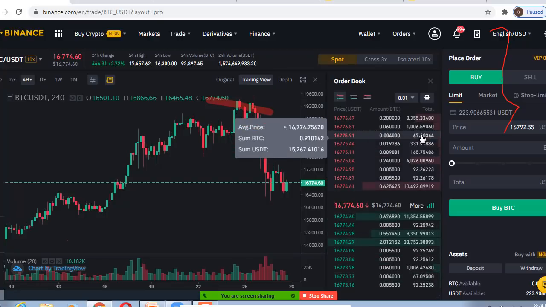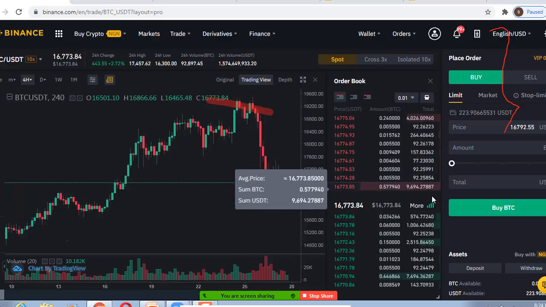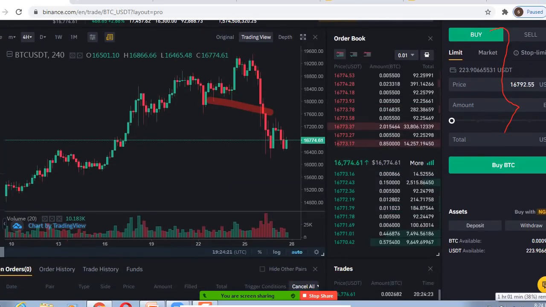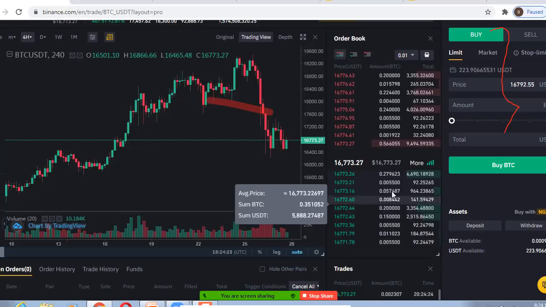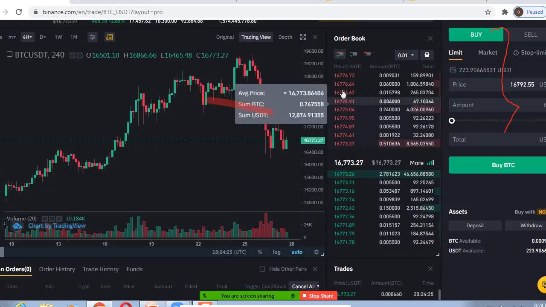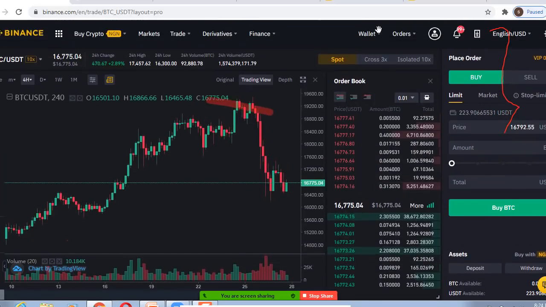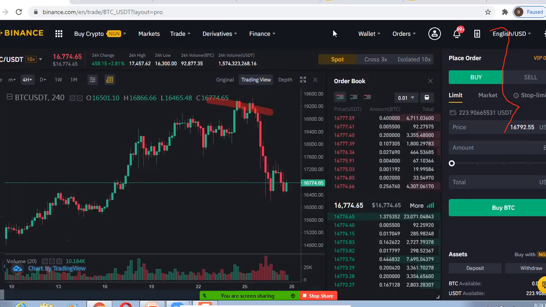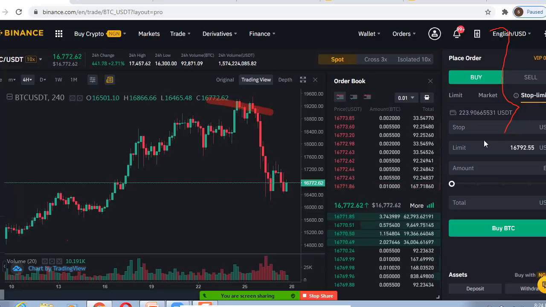When you are placing a limit order, how do you put a stop limit or stop loss while you are placing a limit order? While you are placing the limit order, how will you put your stop loss? Okay. Now, if you want to place a stop loss together with a limit order, you use your stop limit so that you can place a limit and have a stop.